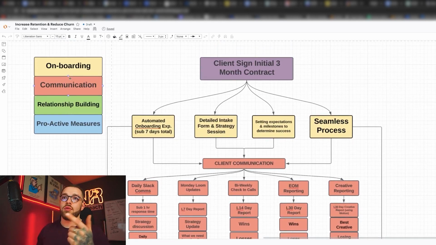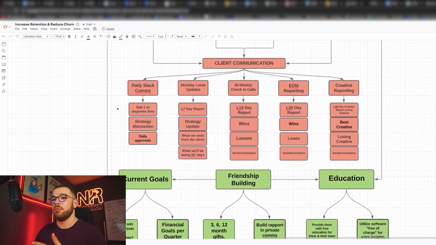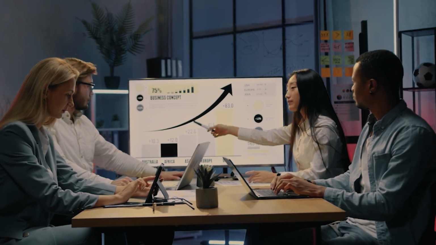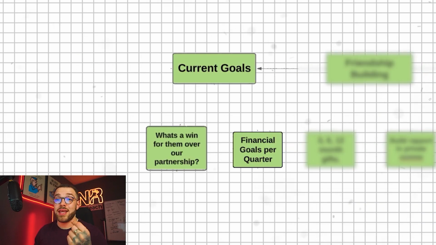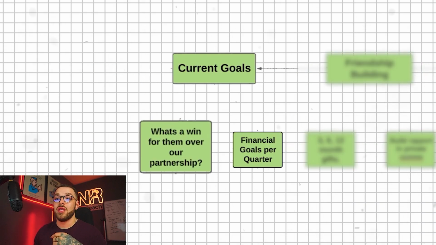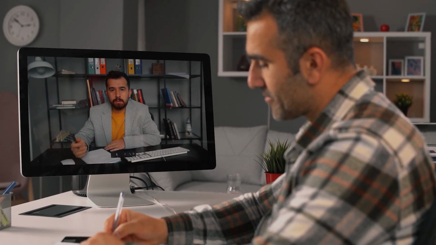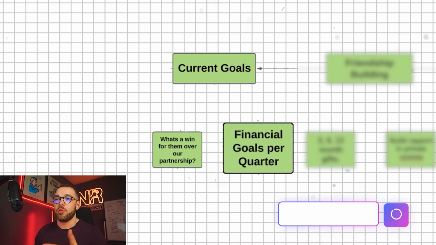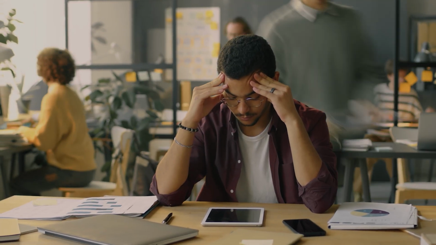But moving on, right, we've looked at onboarding, communication. Now it's time to look at relationship building. So this is where you're going to be really discussing current goals with the brand. So what is a win for them over the duration of our partnership, making sure that's a very clearly communicated thing, as well as determining what are their financial goals per quarter. Again, making sure you're always up to date with the current goals of your clients and your brands. There's nothing worse than dealing with an agency that doesn't even know what the end goal of the brand is.